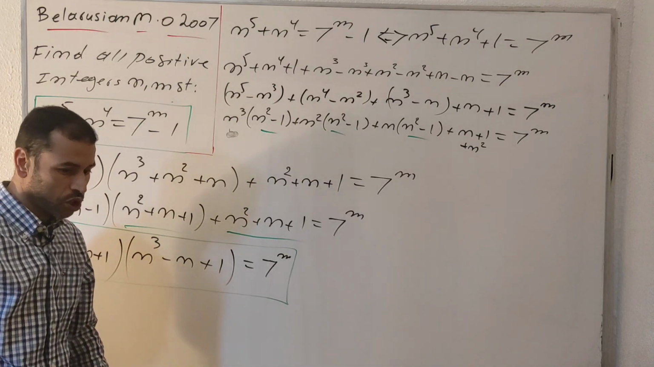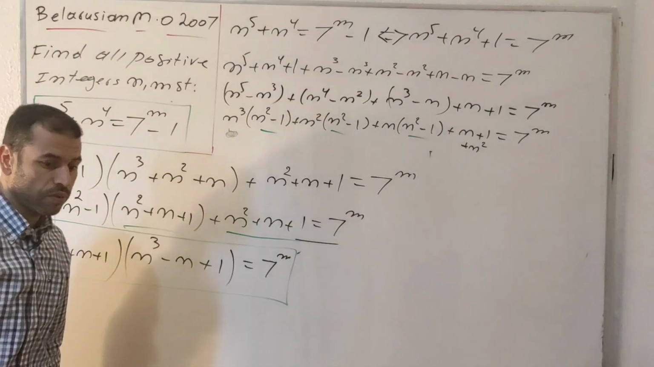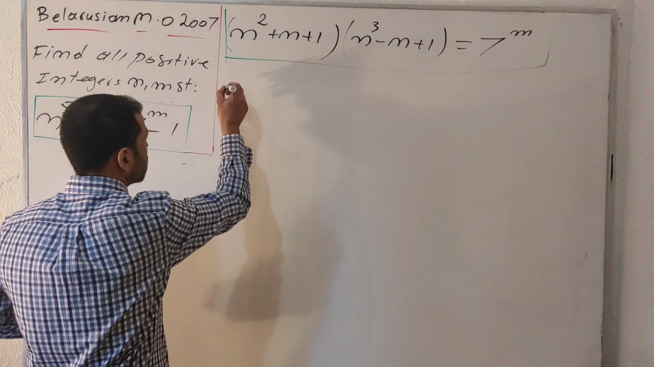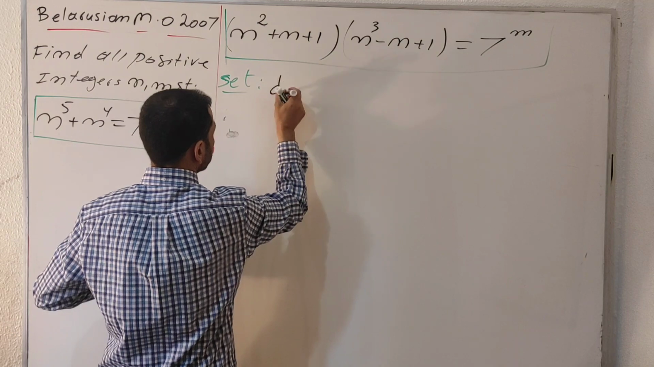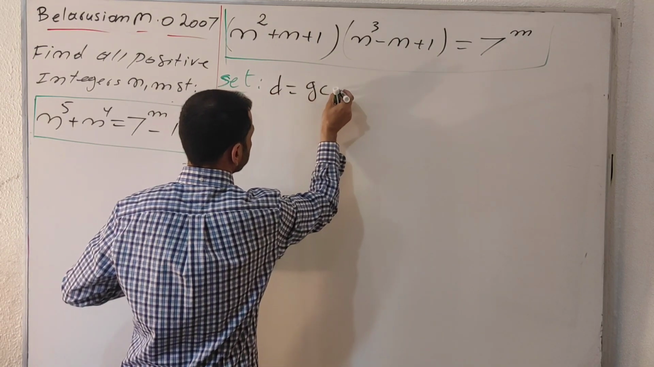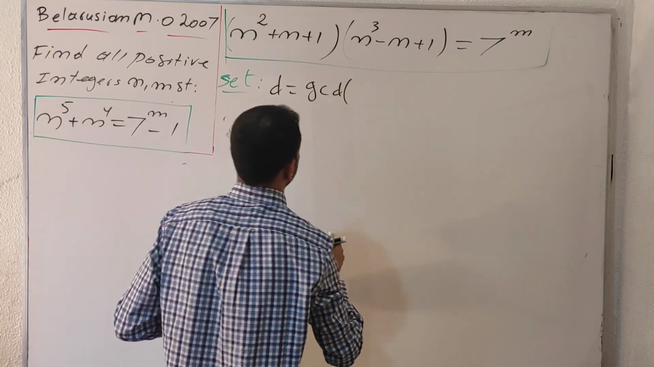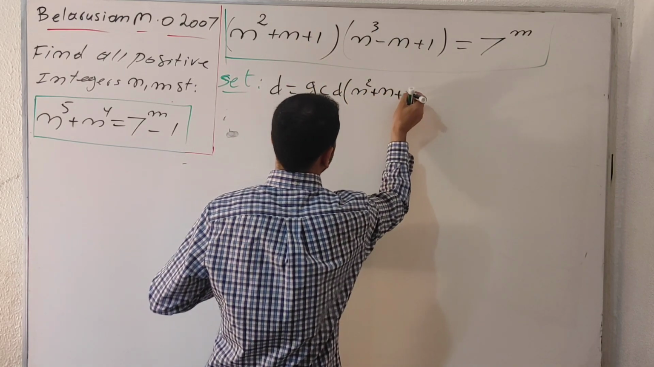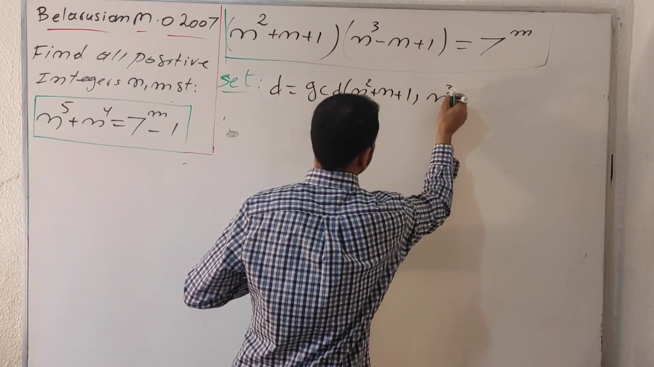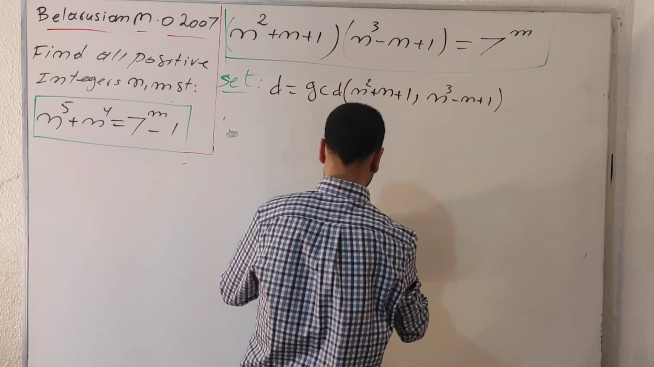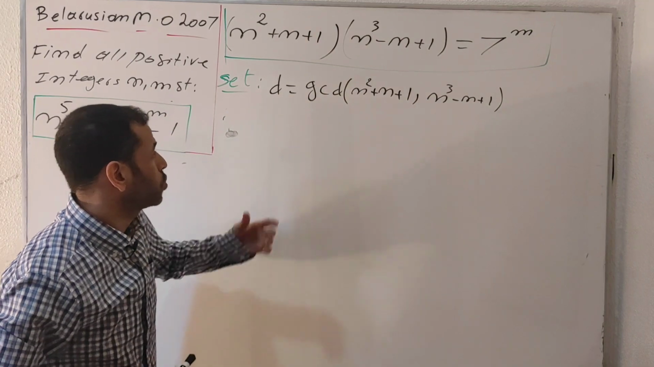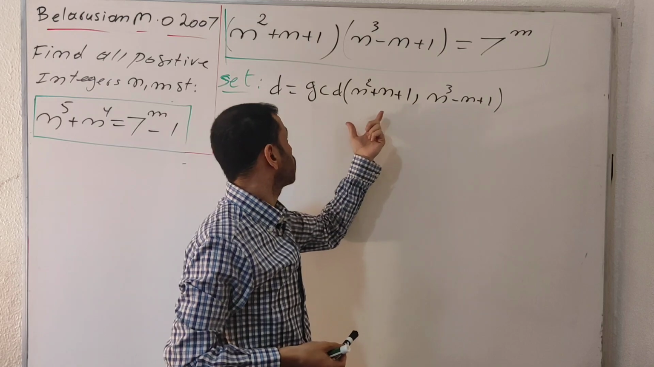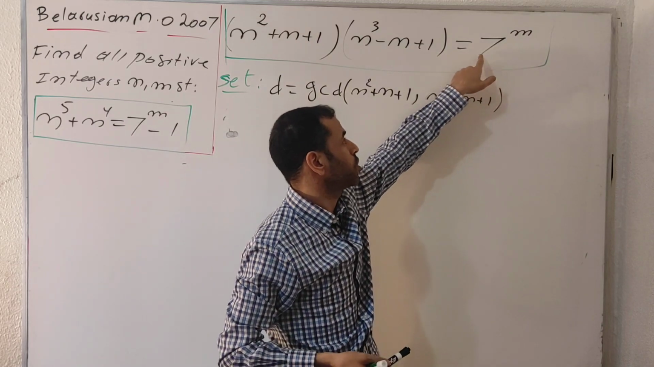I'm going to go through the GCD. Now let's bring this one to the top and move forward. We have ended with this expression. Let's set d equal to the GCD, the greatest common divisor, of these two terms, n squared plus n plus 1 and n cubed minus n plus 1. Our goal is to find the GCD of these two terms, because they are equal in this product.